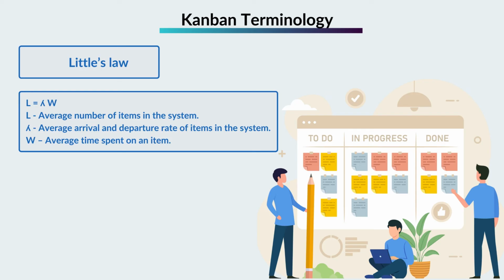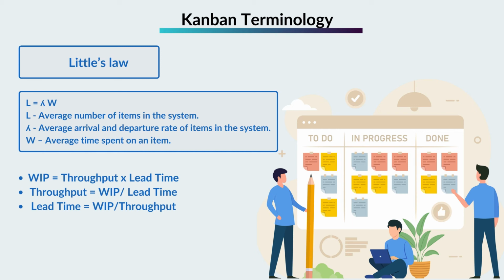Little's Law applies to any system which has queues, and the Kanban method focuses on reducing the items in work in progress. Little's Law helps in formulating a predictable Kanban system by calculating the throughput and cycle time. The Kanban system's formulas used to measure the efficiency of a process: WIP equals throughput x lead time. Throughput equals WIP/lead time. Lead time equals WIP/throughput.